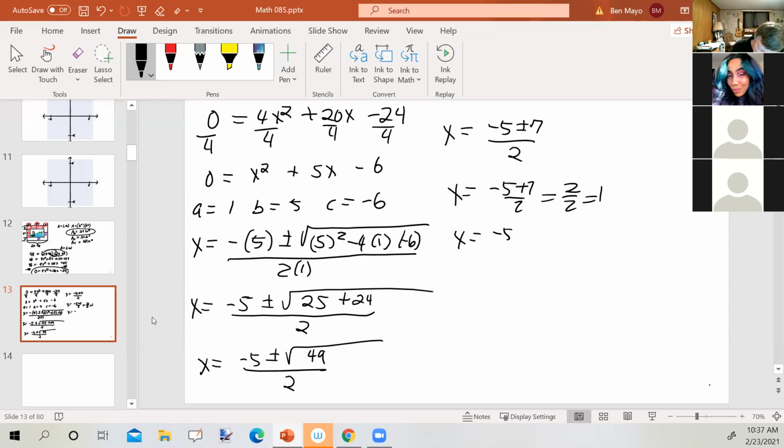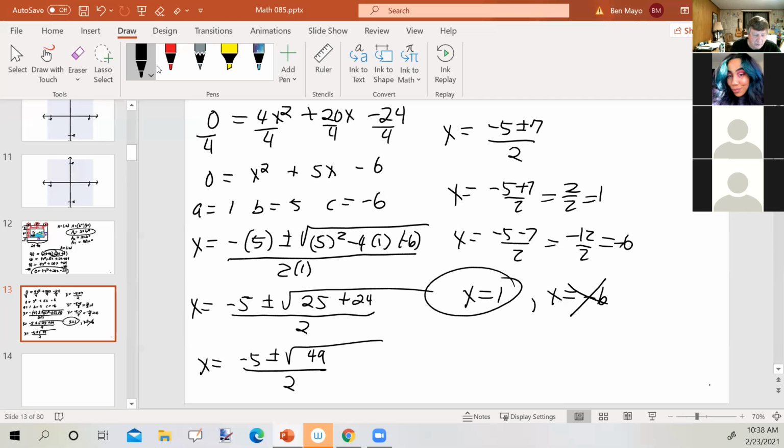And x equals -5 minus 7 over 2, which is -12 over, whoops, got ahead of myself there. Thinking of the wrong numbers, which is -6. So x equals 1, x equals -6. Now, because x is the width of the matting, it couldn't be a negative distance. So x equals 1 is the only correct answer.